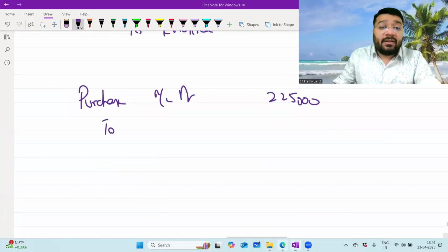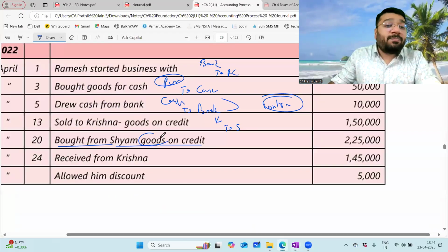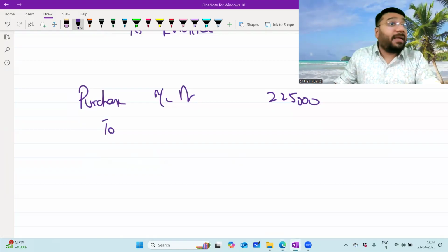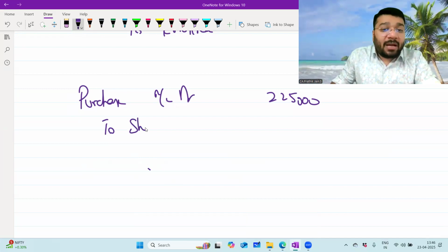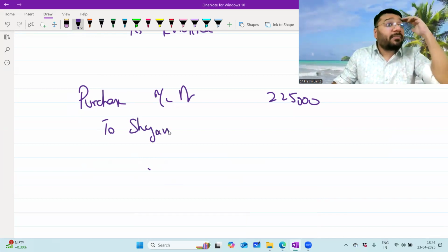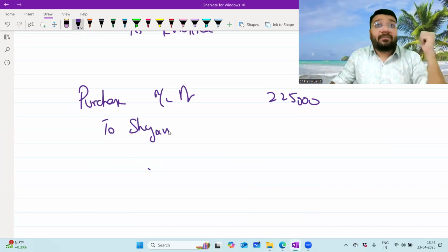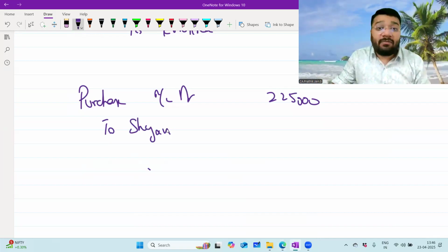Second, the question says the goods are purchased on credit. It means I don't pay the money now; I'll pay it in future. Anything that I pay in future is a liability. To create a liability, credit Sham account, because I need to remember his name. Without remembering his name, how will I pay him? Hence, we record it on the liability side of the balance sheet.